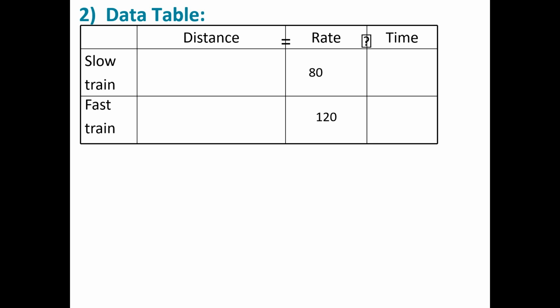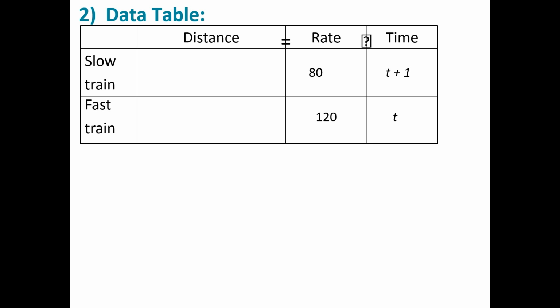So rates are 80 and 120. I know that time was 1 hour off. Now I'm going to write that as t for the fast train and t plus 1 for the slow train. You could express it the other way around. You would just have a negative. Like if you wanted the slow train to be t, then the fast train would be t minus 1. And sometimes you do that.